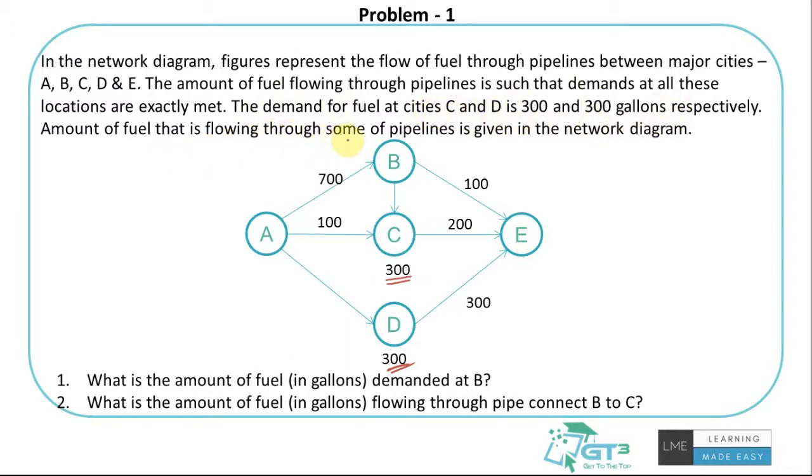The amount of fuel flowing through some of the pipelines is given. So A to B, the pipeline is carrying 700 gallons, 100 here, 200 here, 100 here and 300 here. And some of the things are missing. I don't know what is the flow here, what is the flow here, and I don't know what is the demand here. That's the question. It is also asking what is the amount of fuel in gallons demanded at B, and what is the amount of fuel in gallons flowing through the pipe connecting B to C.